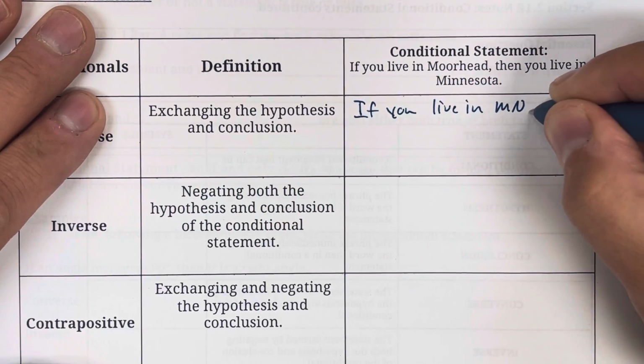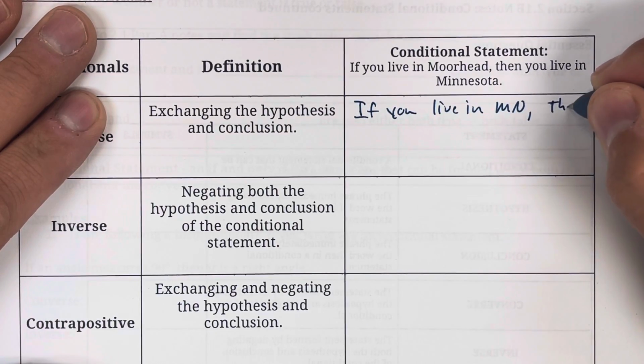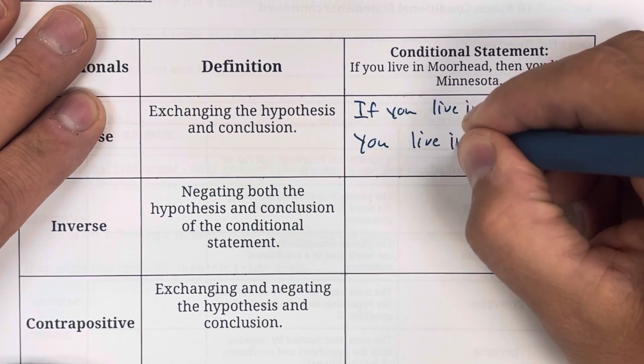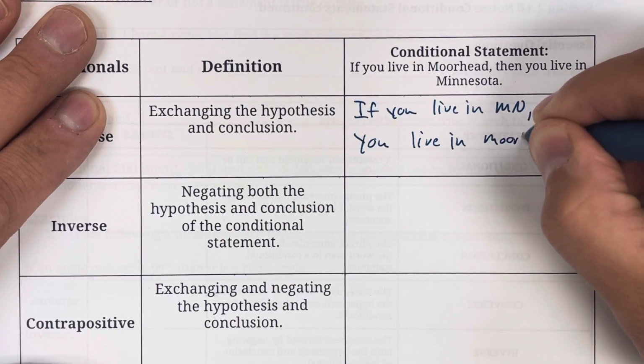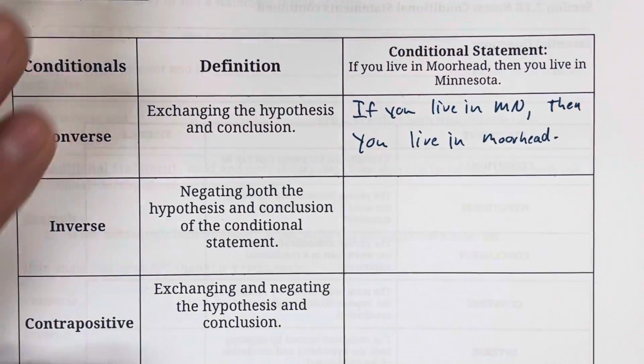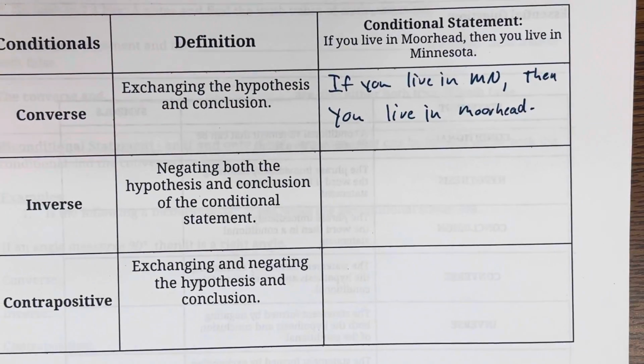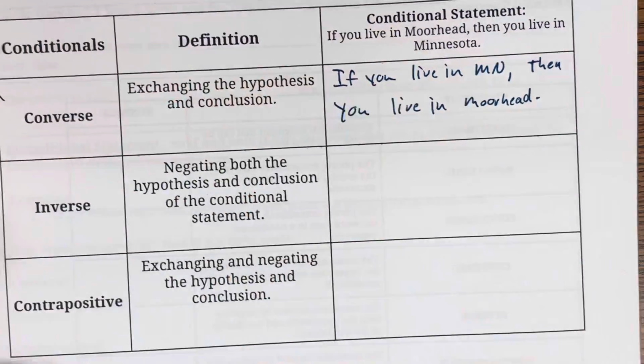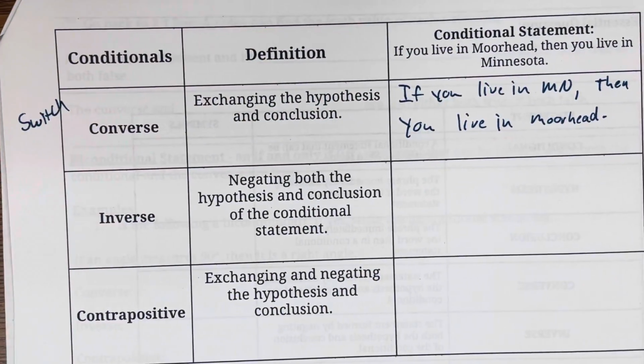Abbreviate Minnesota, MN, comma, then you live in Moorhead. That is the converse. I have switched the order. So the converse, I switch. All right? Well, side note there, switch them.